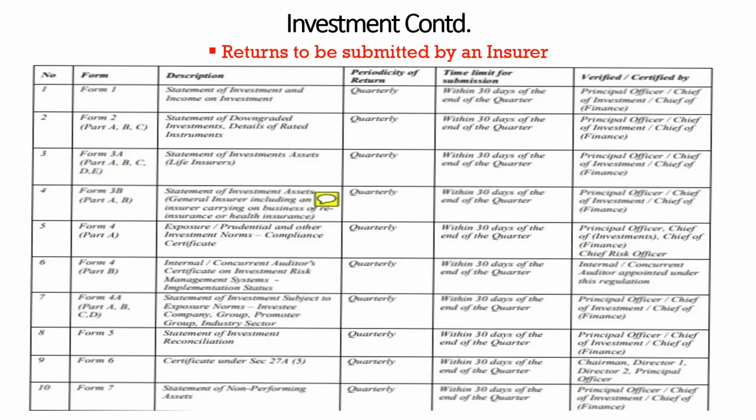And there are 10 types of returns, Form 1 to Form 7: Form 1, 2, 3A, 3B, 4 Part A, Part B, 4A, Form 5, 6, 7. So you just read this out. Mostly they have to be verified by the principal officer, chief investment officer. And the time limit for all the returns is 30 days from the end of the quarter.